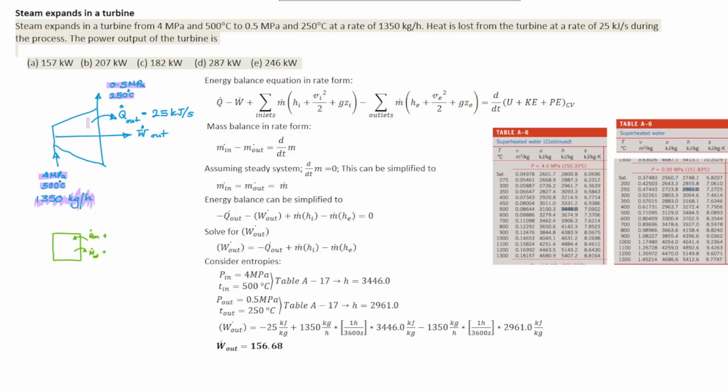And then this turbine has some heat loss given here in kilojoules per second, and we have to remember kilojoules per second is equal to kilowatts. And we are asked to calculate the power output from the turbine.